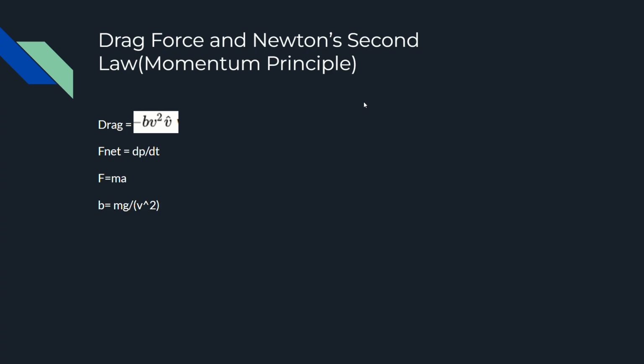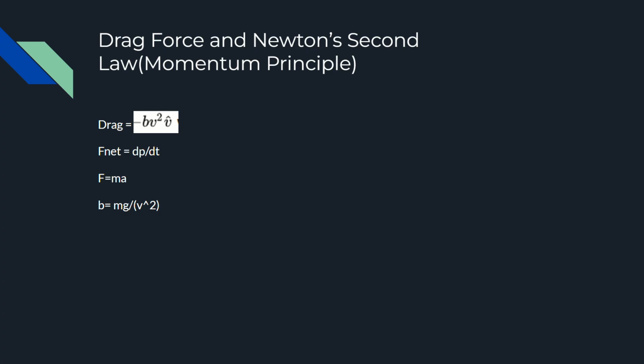As previously mentioned, I used the drag force formula and Newton's second law. The drag force formula is equal to negative b times velocity squared times the velocity unit vector. In order to find b, I found where the terminal velocity occurred, where there's no net force on the object. At terminal velocity, the force from gravity was set equal to the force from the drag force, which helped me find b to be equal to mass times gravity divided by velocity squared.